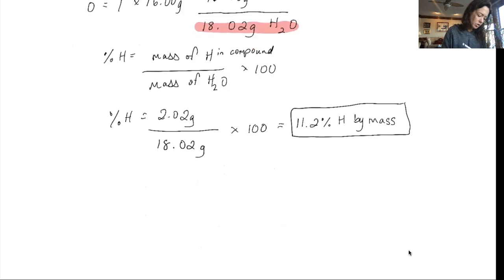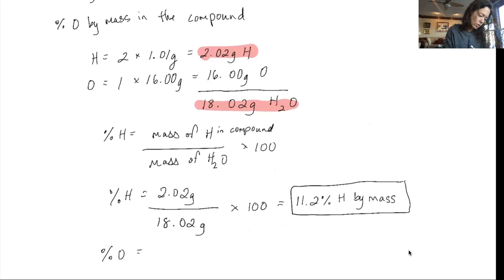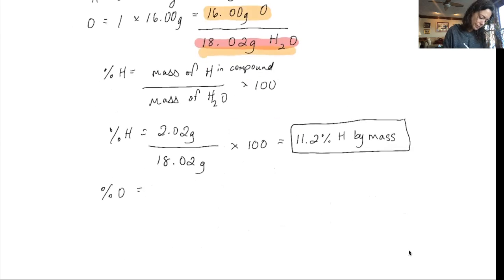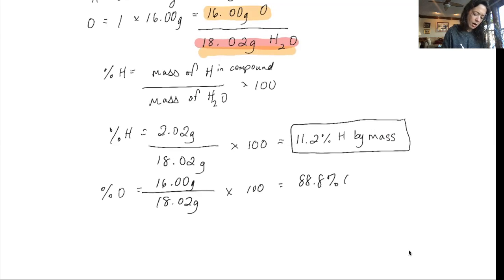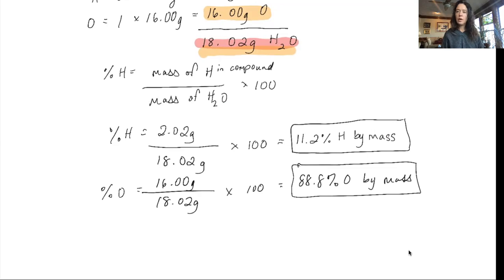Okay. Oxygen, we can do two things. I can take the mass of the oxygen, which we have right here as 16 grams, and divide it by the mass of the compound. And that's going to equal 88.8% oxygen by mass. Okay? Notice that these add up to 100%, right? I've got to account for everything.